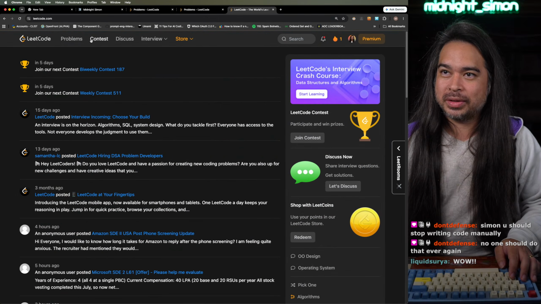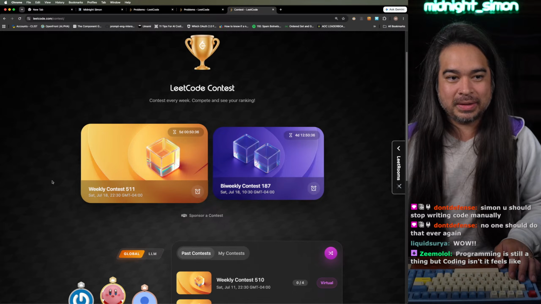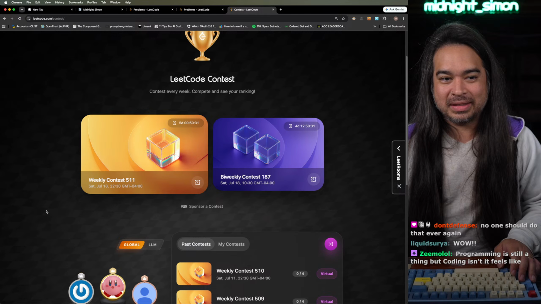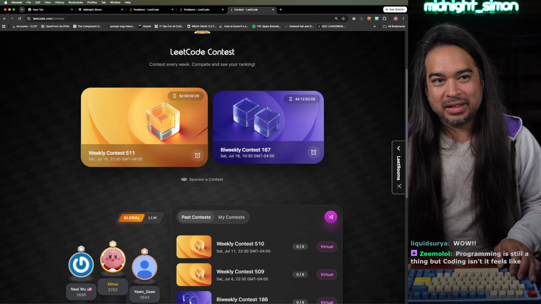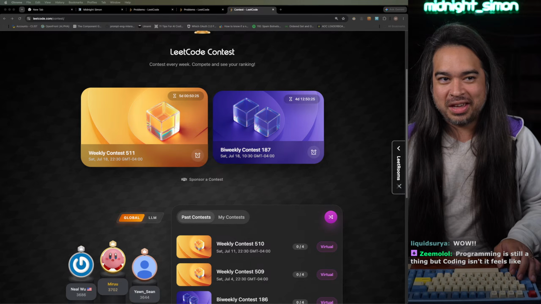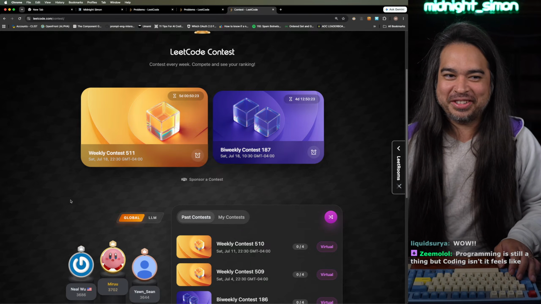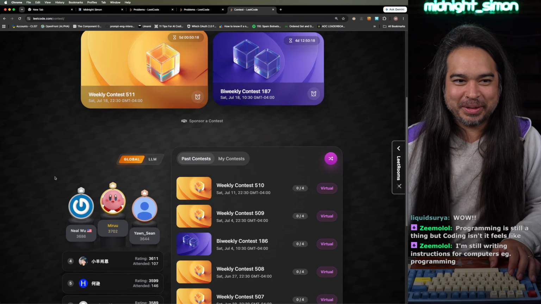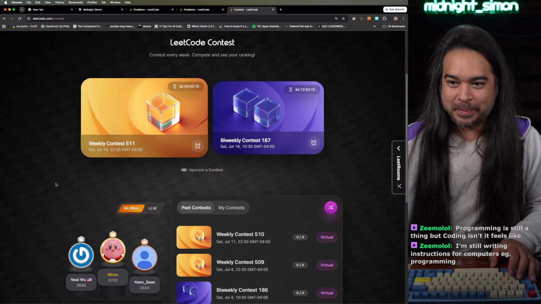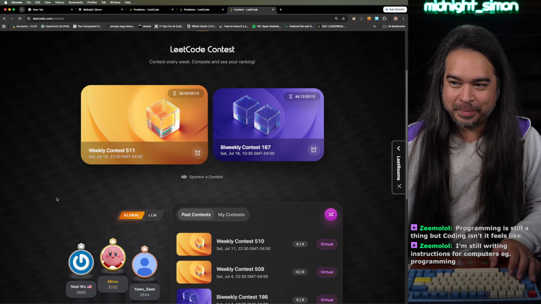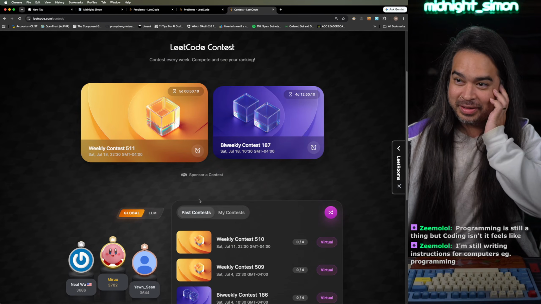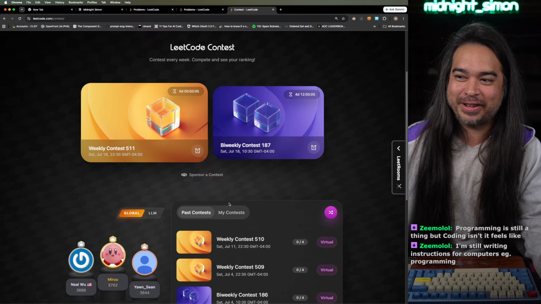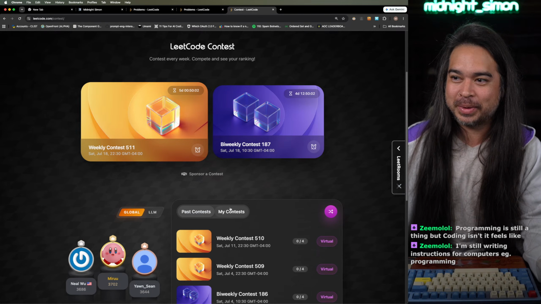Anyways, should we do an old contest that I missed? Programming is still a thing, but coding isn't, it feels like. Yeah, I get what you're saying, but I don't know, man. To me, programming and coding is like the same thing. But maybe not. But I'd say software engineering or software development is still a thing for sure.